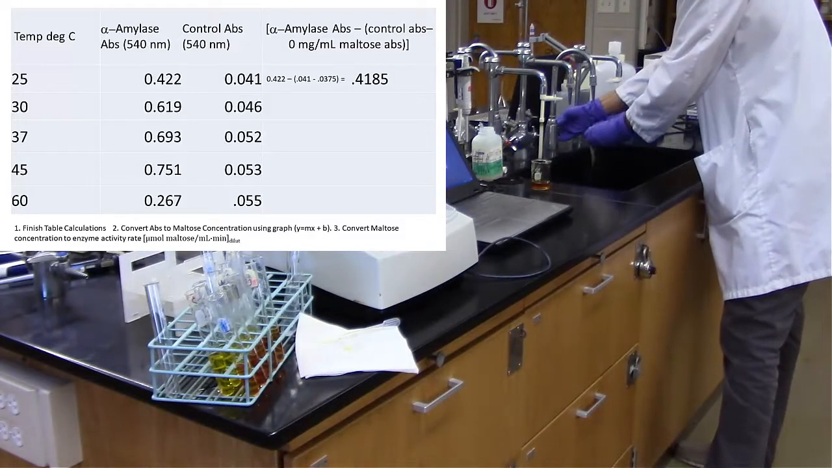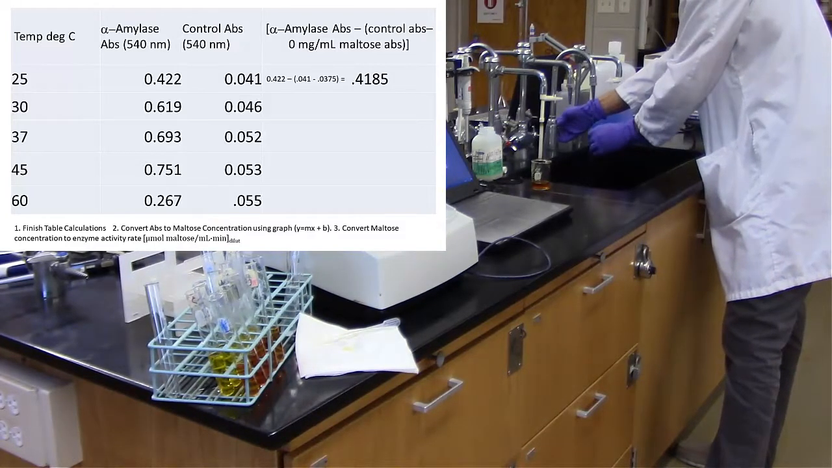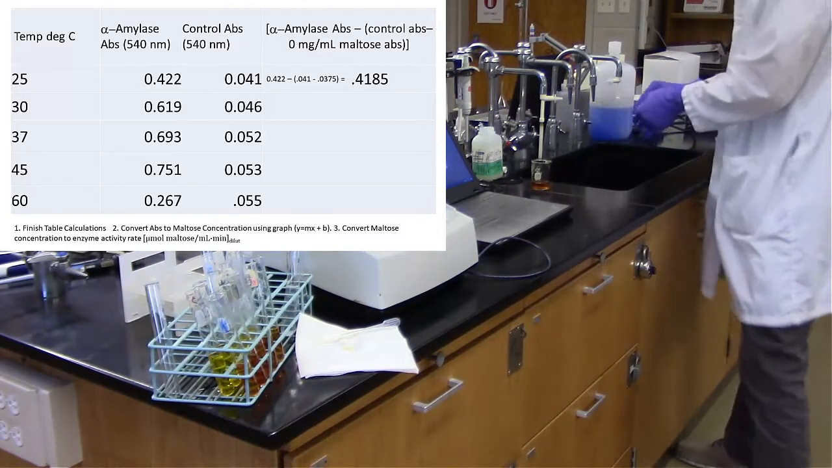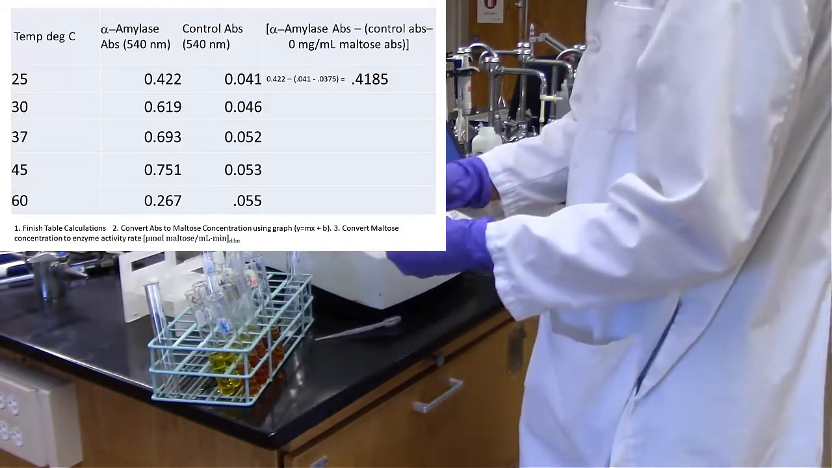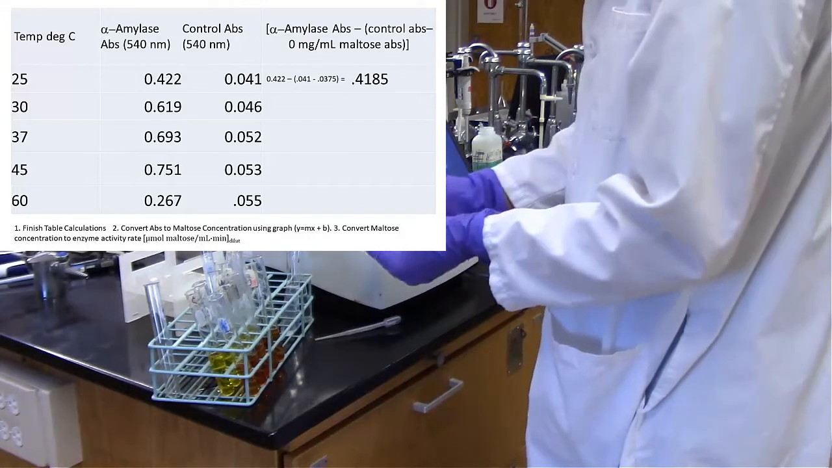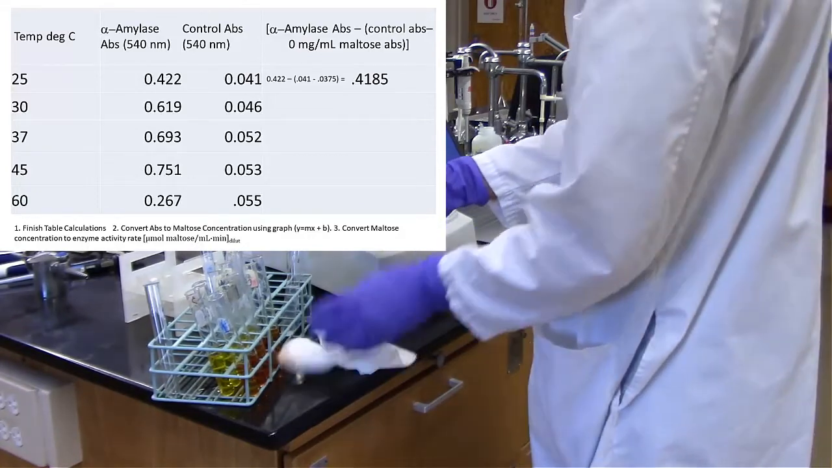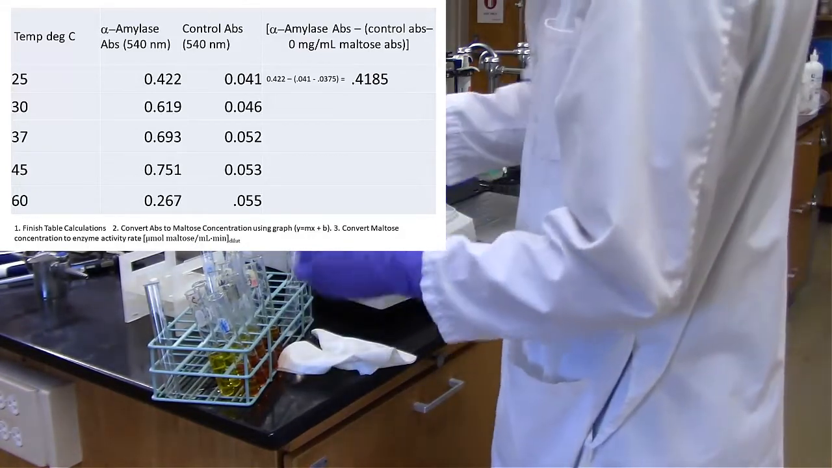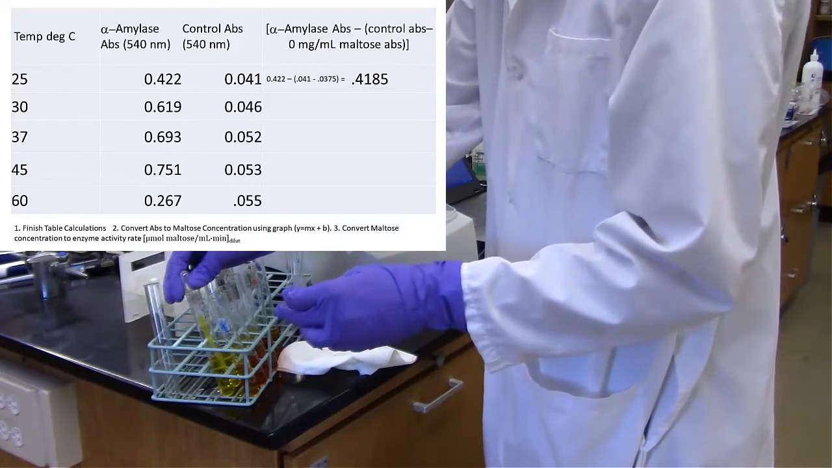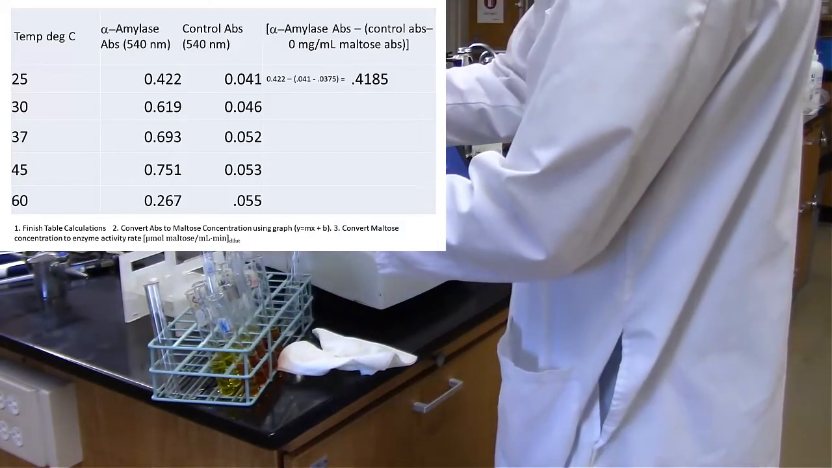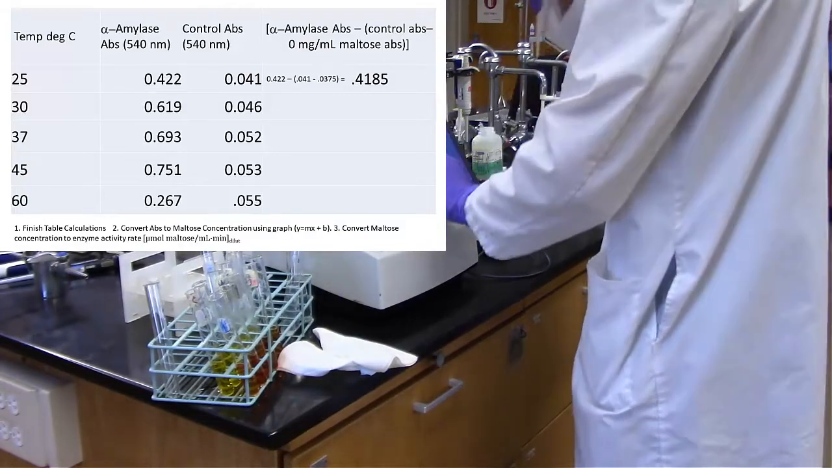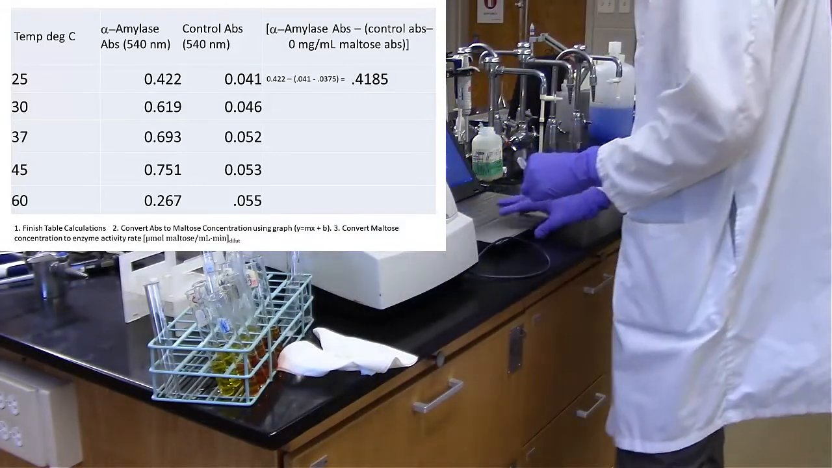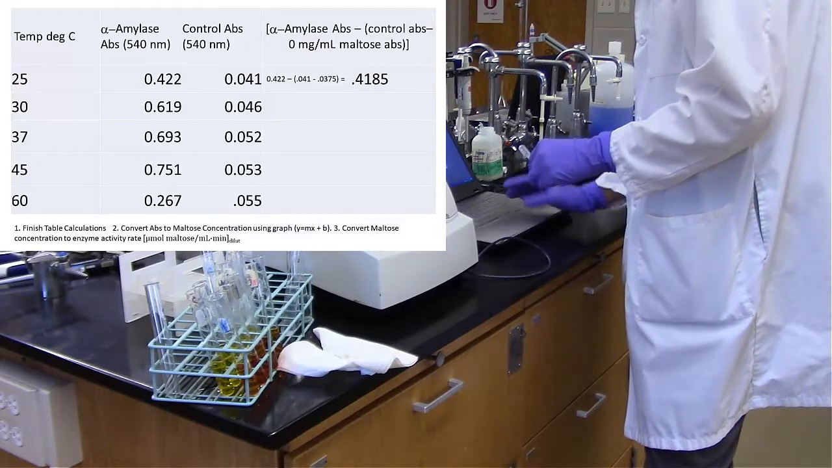For this table, we have the alpha-amylase absorbance and we have the control absorbance. When you adjust for the control, you need to take the alpha-amylase absorbance minus the control absorbance from this experiment, and then from that control absorbance, you need to subtract out the 0 milligram per milliliter maltose concentration absorbance. So you're going to take, again, the alpha-amylase absorbance, subtract out a very small number to get your absorbance, and that is based on a rate per 3 minutes.